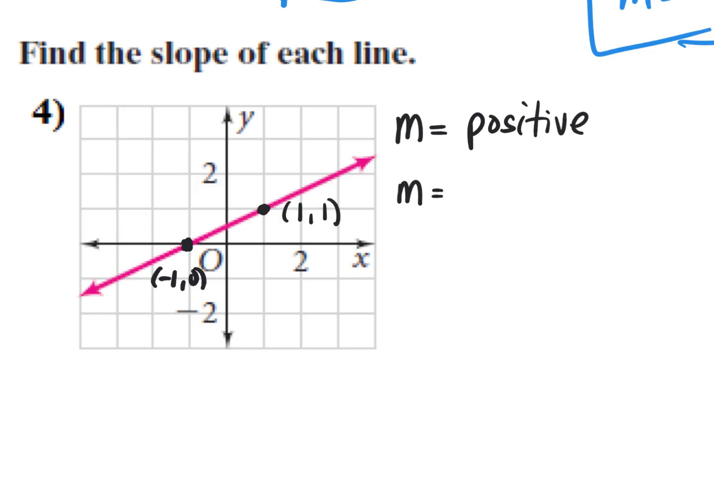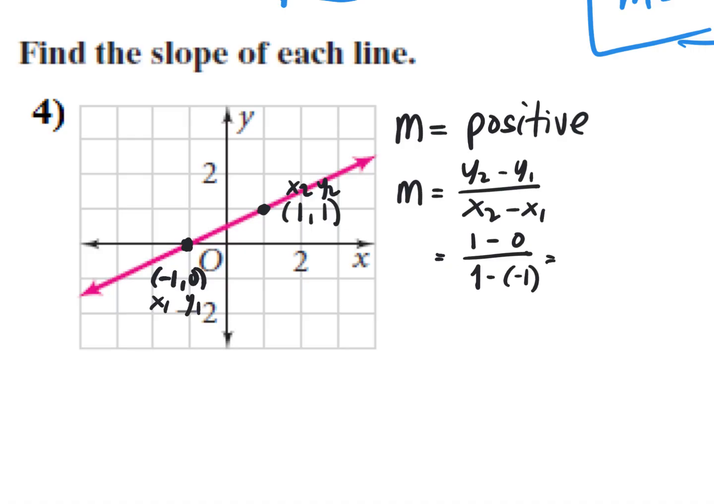Okay, so this is going to be my y2, this is my x2, this is going to be my x1, this is going to be my y1. Okay, y2 minus y1 all over x2 minus x1. This is going to give me 1 minus 0 all over 1 minus negative 1. So that's going to give me 1 over 2. The denominator is simplified as 2 because negative times negative will become positive: 1 plus 1 is going to give you 2. So the slope of this line is 1/2.